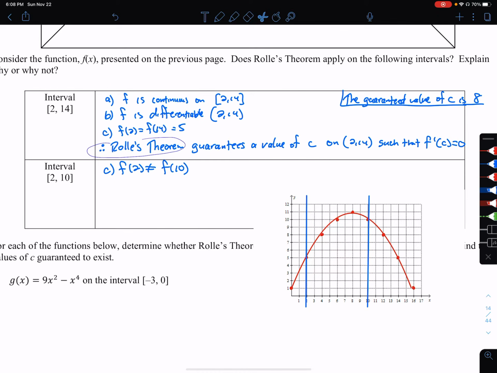I'm going to cheat here. Therefore, Rolle's theorem does not apply.